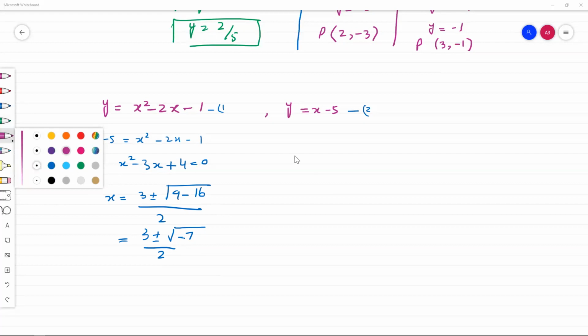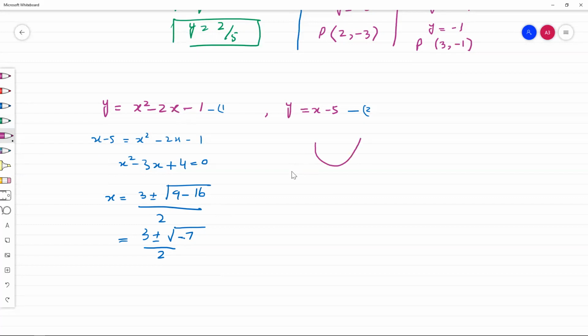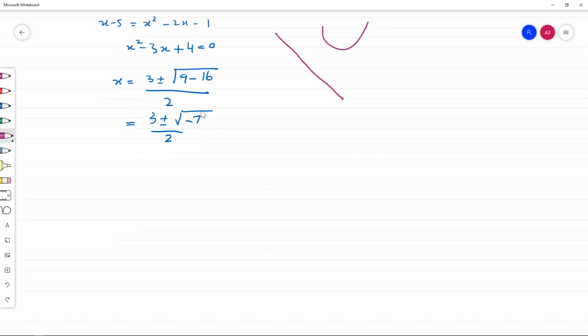What it means is that this line does not intersect this curve. If I draw the graph of this curve, then the line passes away from this curve. So this line does not intersect this curve. One more example.